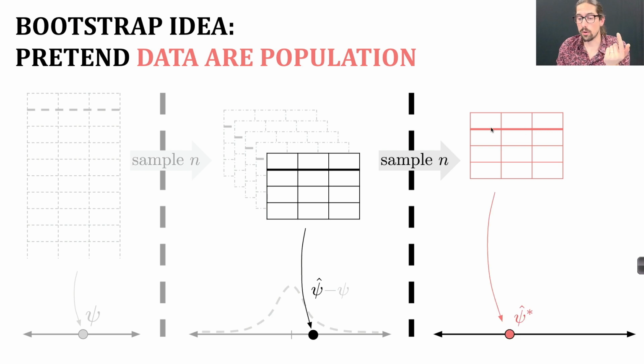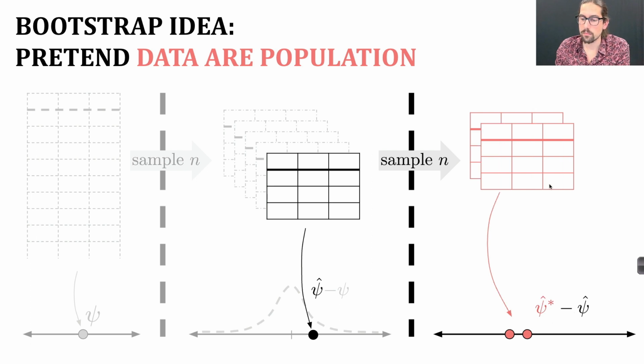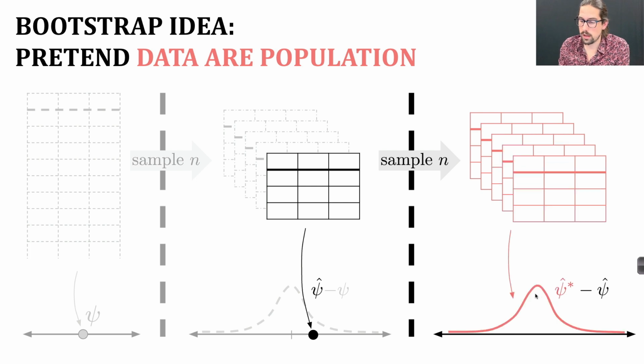Now I can apply the estimator to this new data set, and that gives me an estimate. But now I can subtract off the truth, quote unquote truth, that I know from over here, right? And I can do it again. I can sample another data set from our data set, again imagining that this is the population. I sample n people with replacement, calculate my estimate from this data set, subtract off the quote unquote truth, and I keep going.